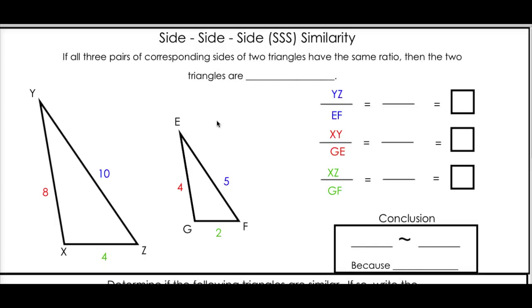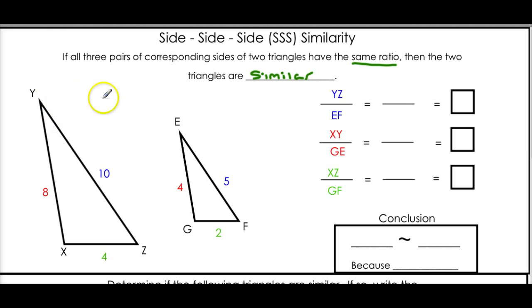All right, the second way to prove that triangles are similar is side-side-side similarity. All right? The way we do this is this. If all three pairs of corresponding sides of two triangles have the same ratio, then the two triangles are similar. And the way we could check to see if two triangles are similar, well, we just set up the ratios of each pair of corresponding sides and see if that ratio is the same.